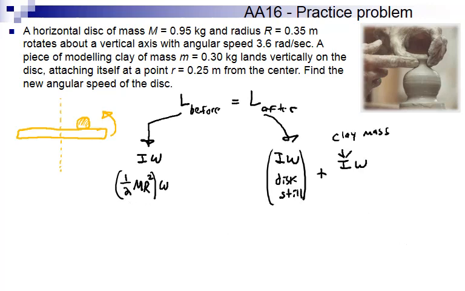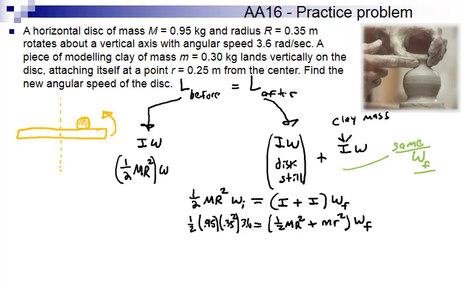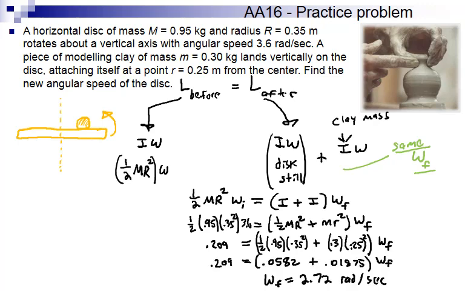All right, so let's see how you did there. So we have the I before, I after. We know it's the same final omega for both of them afterwards. So we add up both, just like you saw there. So we have those together, and we should end up getting 2.72 radians per second, and that is the final angular speed. And it's slower, right? So it started at 3.6, and it has to be slower because the moment of inertia has increased.